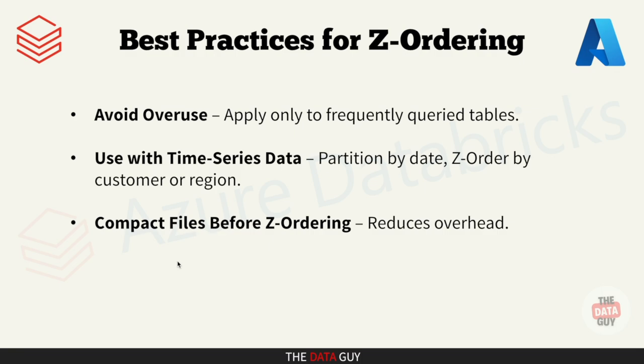So, Z ordering best practices. First one is avoid overuse. Z ordering is computationally expensive, so apply it only to tables or partitions that are queried frequently. Second one is use with time series data. You can partition by date and Z order by columns like customer ID or regions. Third one is compact files before Z ordering, to avoid overhead. So Z ordering is powerful, but it comes with a cost. It should only be applied to datasets where it provides real benefits.